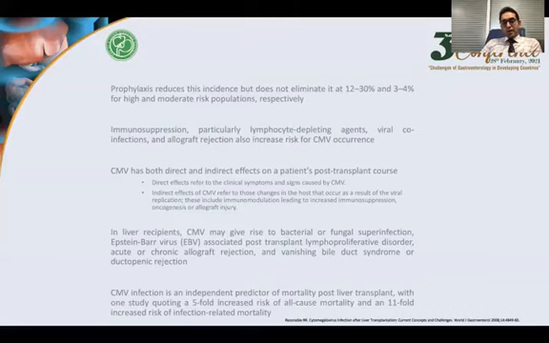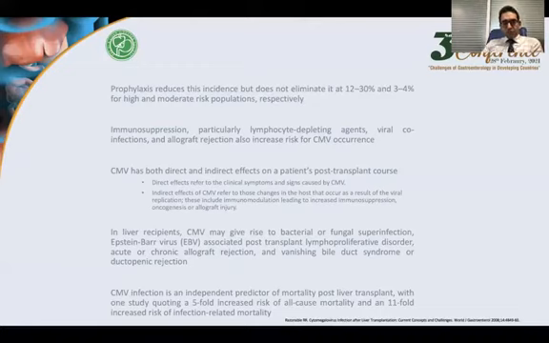CMV has both direct and indirect effects on patients' post-transplant course. Direct means the occurrence of clinical symptoms which are associated with CMV, signs and symptoms, I mean to say. Indirect effects of CMV refer to those changes in the host that occur as a result of viral replication. These include immunomodulation leading to increased immunosuppression, oncogenesis, or allograft injury.